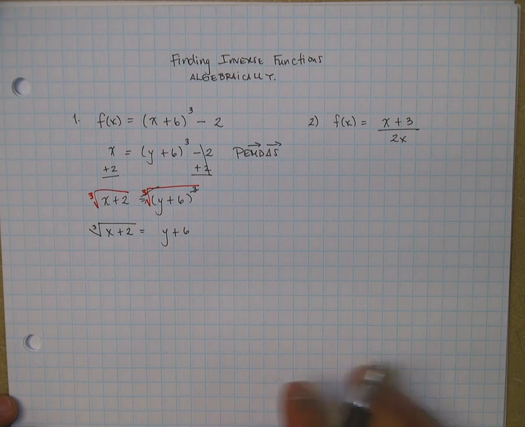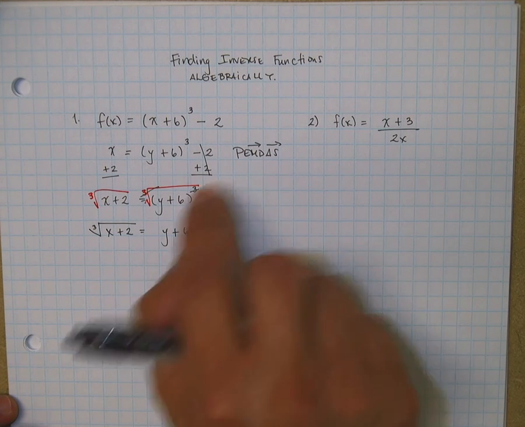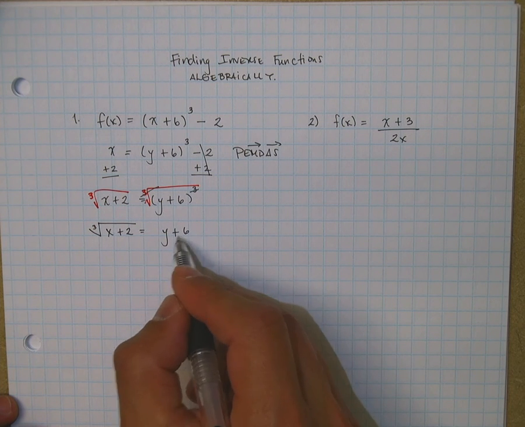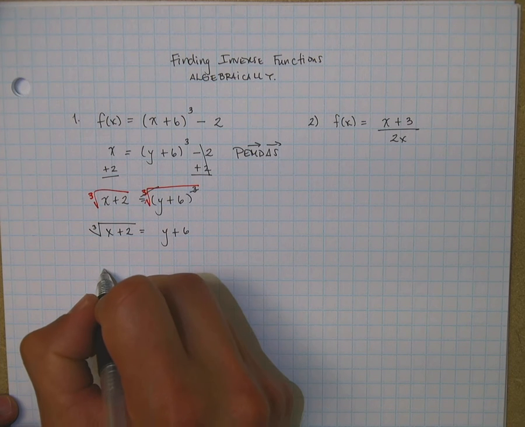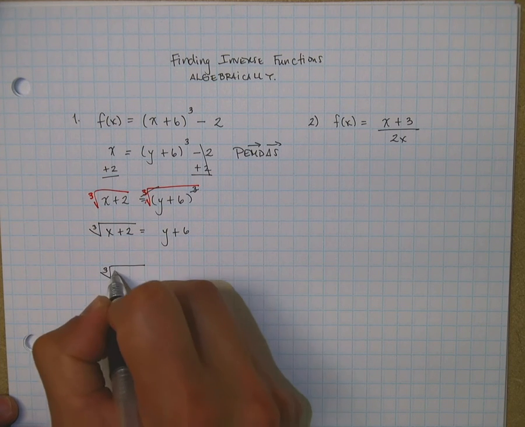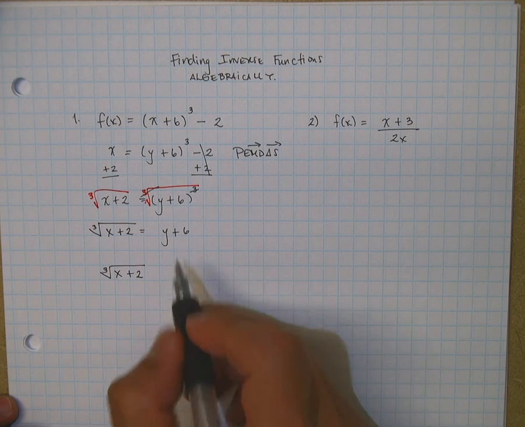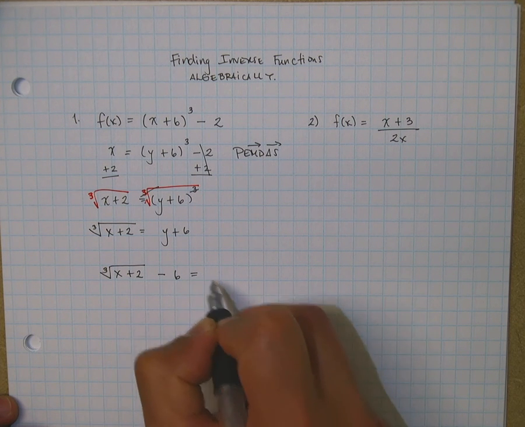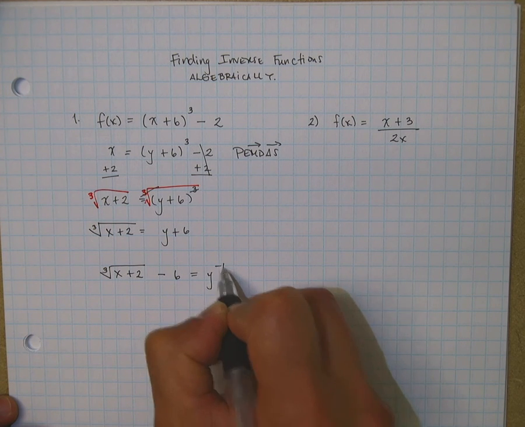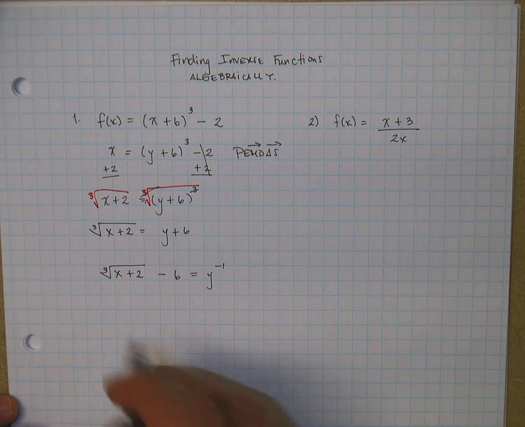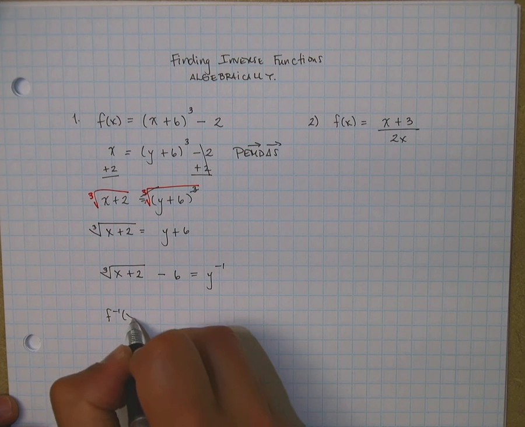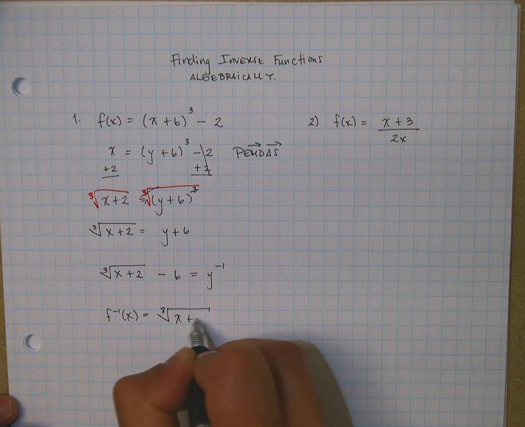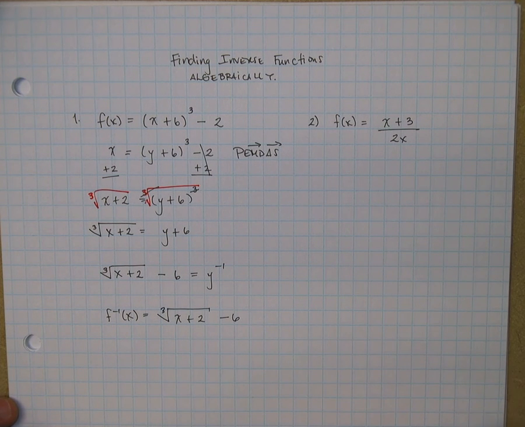Alright, lastly, we're going to undo whatever's inside the parentheses. And you notice we had a y plus 6. So instead of adding 6, we're going to subtract 6, and it becomes the cube root of x plus 2. Now the minus 6 goes right outside the cube root, and the y becomes y to the negative 1. So your final response is f to the negative 1, which means the inverse, becomes the cube root of x plus 2 with a minus 6 on the outside.